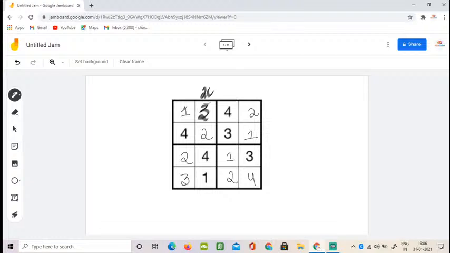So I wanted you all to check whether you have got the correct answer. So see 1, 3, 4, 2. The number is not repeated. 4, 2, 3, 1, again the number is not repeated, and 2, 4, 1, 3, again the number is not repeated, and 3, 1, 2, 4, the number is not repeated. So I hope everybody understood how to do this problem. So without any delay, let's move on to the second. I wanted people to just see a quick recap of your answers.